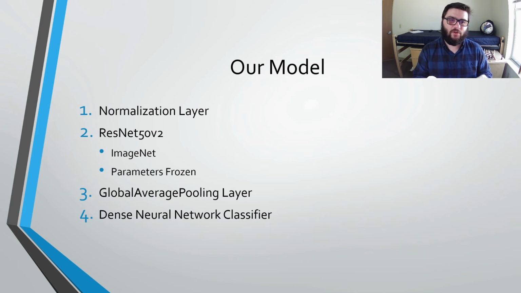After ResNet 50 v2 output its final feature map, we then applied a global average pooling layer. That essentially takes all of the features and for each feature converts all of the pixels into one average value. That makes it very easy for the dense neural network to tell if a feature exists in that image. And of course, our final piece of our model was a dense neural network classifier, which made the final prediction on whether or not the input image contained COVID or was simply a normal CT scan image.